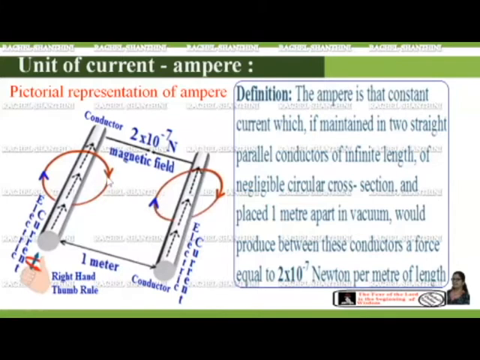When this represents the North Pole and this represents the South Pole, opposite poles attract each other, and due to this attraction it exerts a force, and the value is 2 into 10 to the power of minus 7 Newton. At this time the current flowing through the conductors is exactly 1 ampere, which is the unit of current.